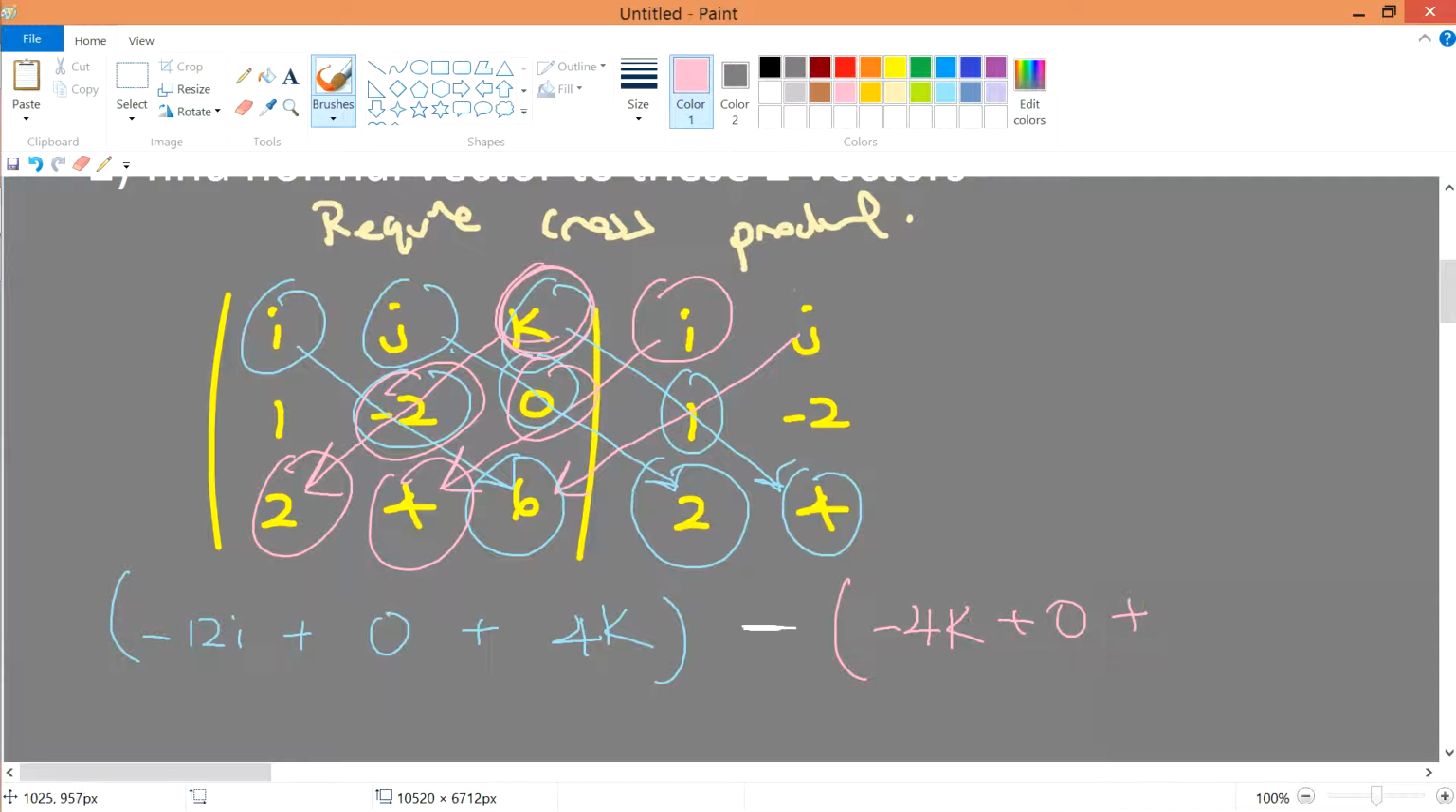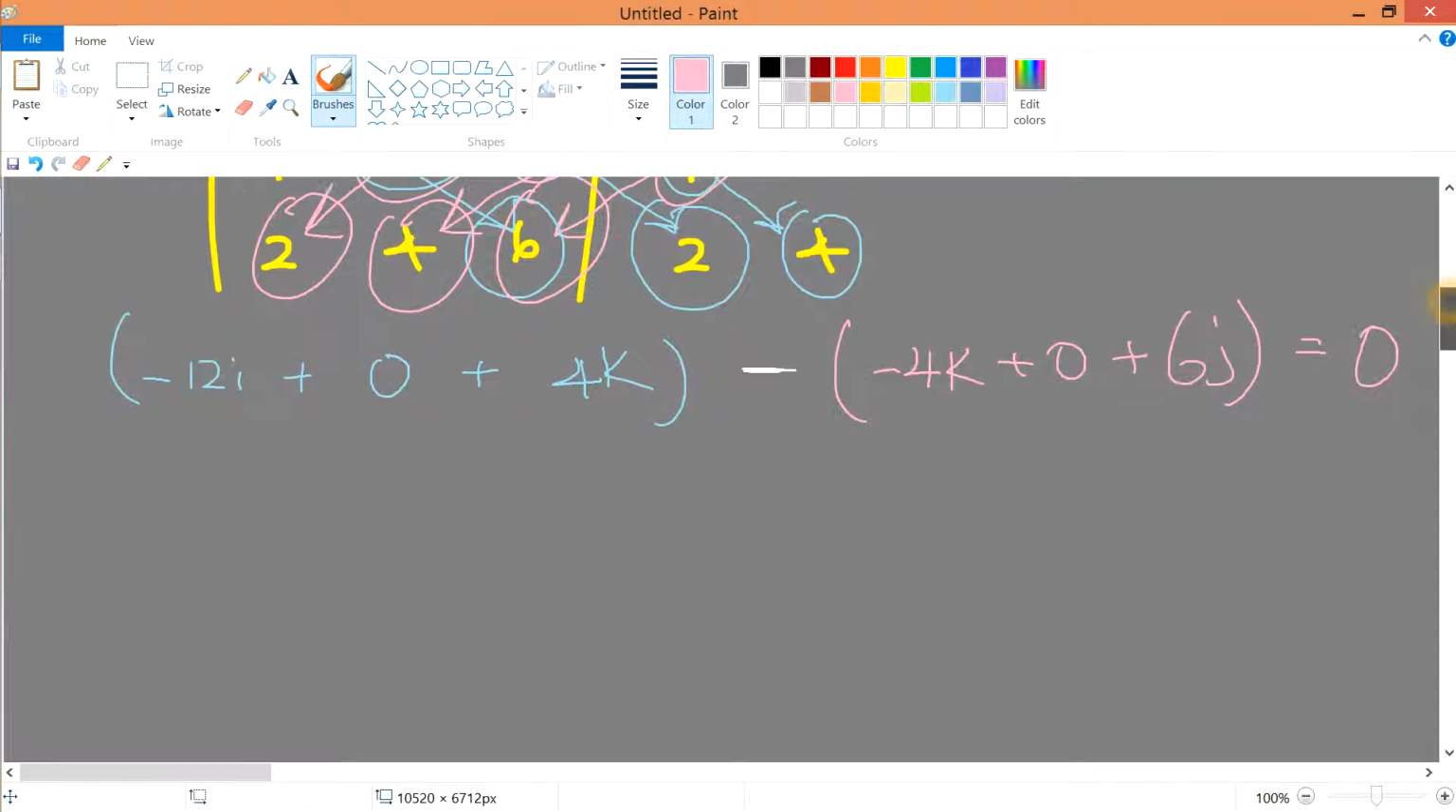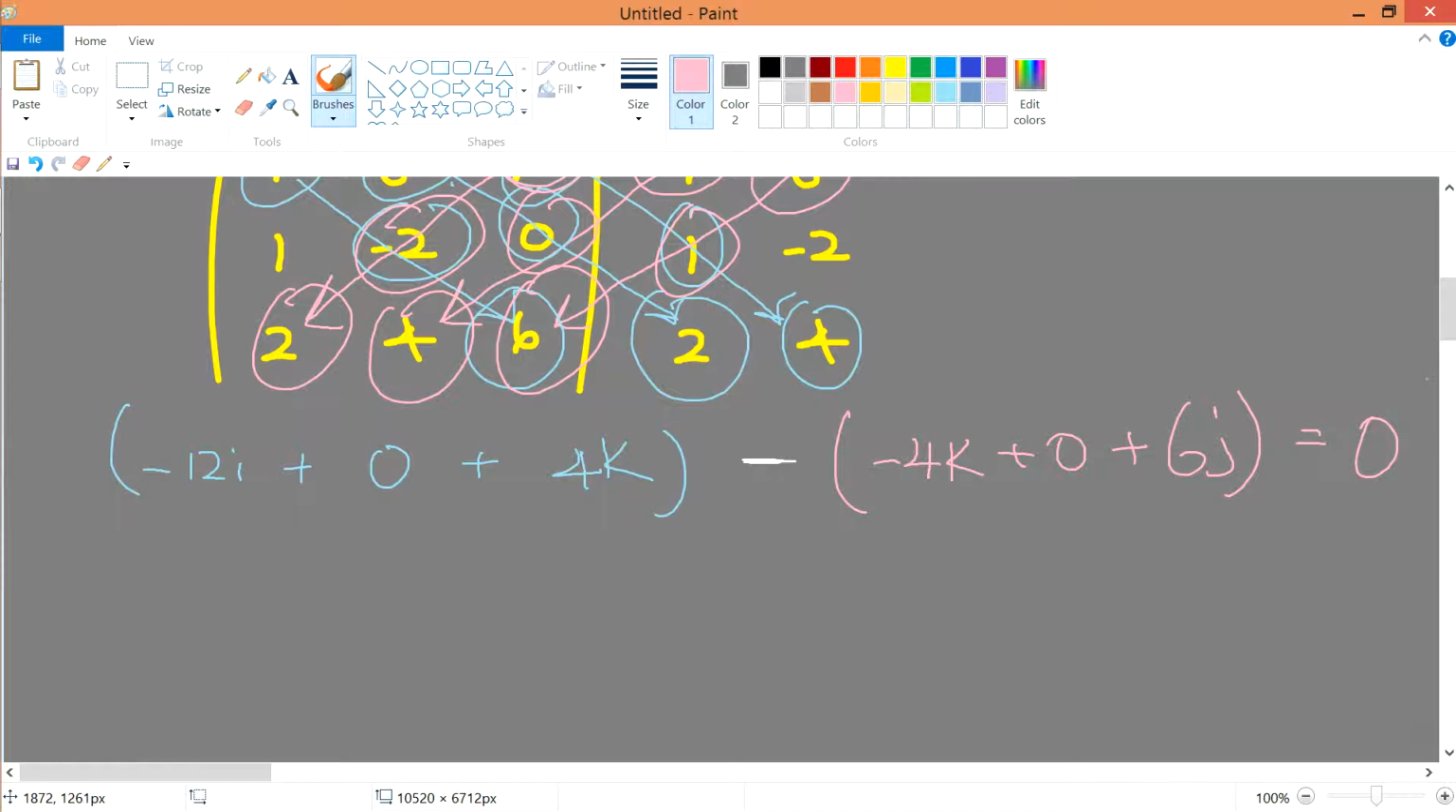And then plus j times 1 times 6, I have 6j. Equals 0, because the determinant equals 0, is what it has to be. So you have to do that. And from here you can hear that I really don't know why I set it equals to 0.